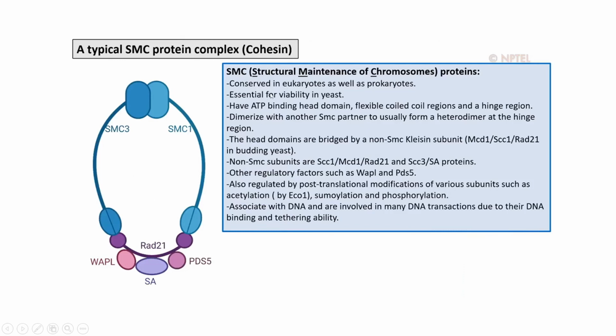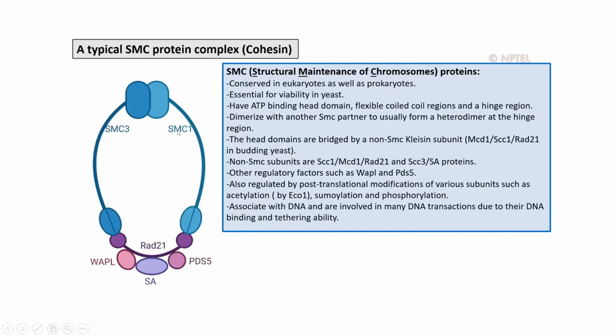For example, cohesin is conserved in eukaryotes as well as prokaryotes, and it has an ATP binding domain. This head region which you see over here is an ATP binding domain. It acts as an ATPase, so ATP will bind and it will convert the ATP into ADP and pyrophosphate. There is a flexible coil region, and a hinge region over here. SMC proteins dimerize with each other.